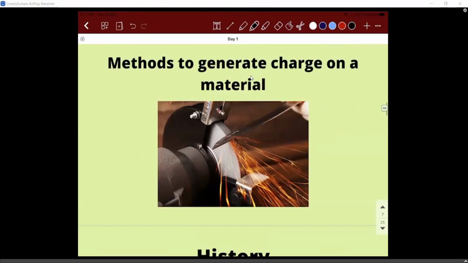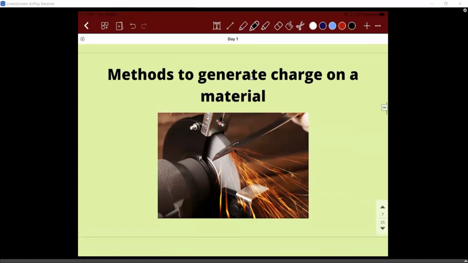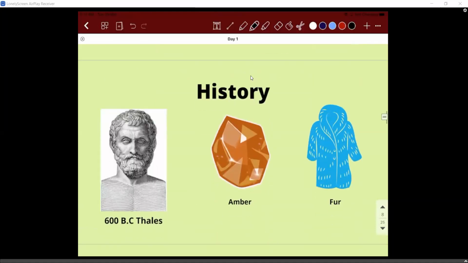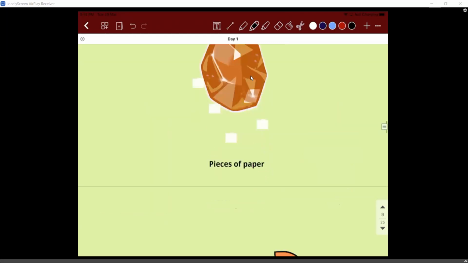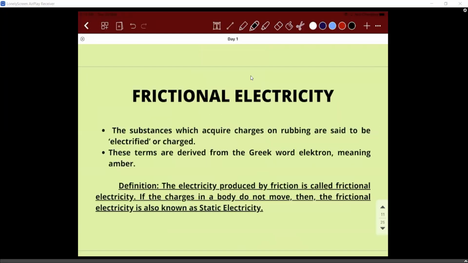One of the methods is called frictional electricity. If you look at the history of it, in 600 BC, Thales, a Greek mathematician, was the first person who observed that when you take a material called amber and rub it against another material, fur, amber could attract certain paper pieces. So that is when the first observation started. That was observation. Theory was not yet formed. Theory, we know it in today's generation. When people started questioning why this happened, the answer for that was frictional electricity.